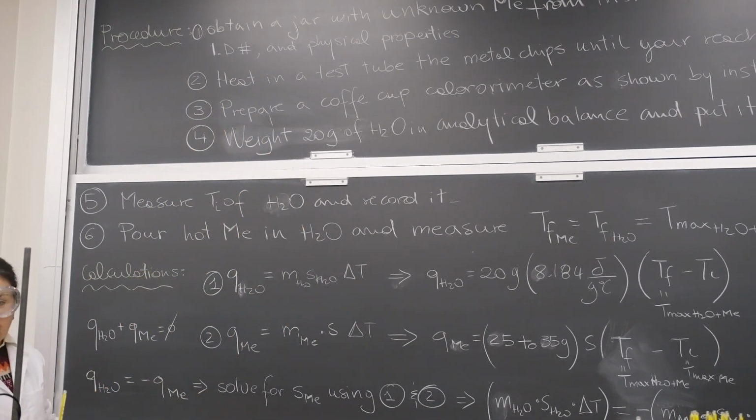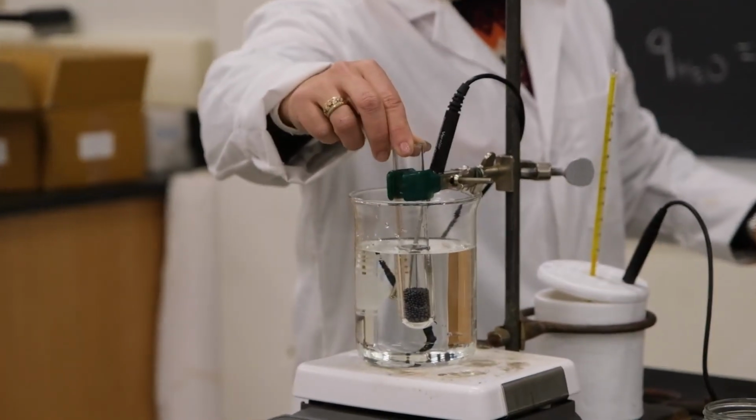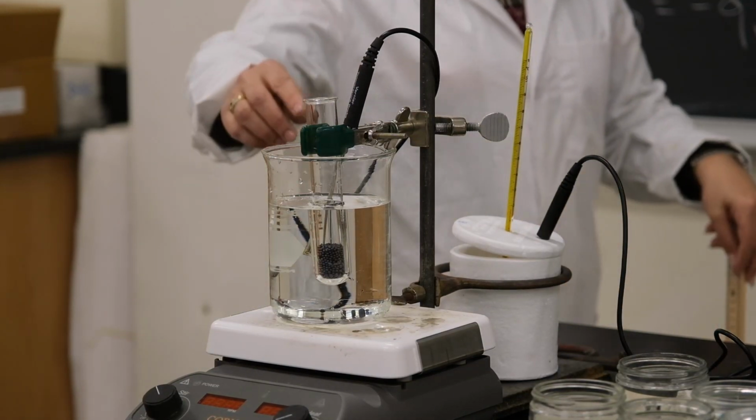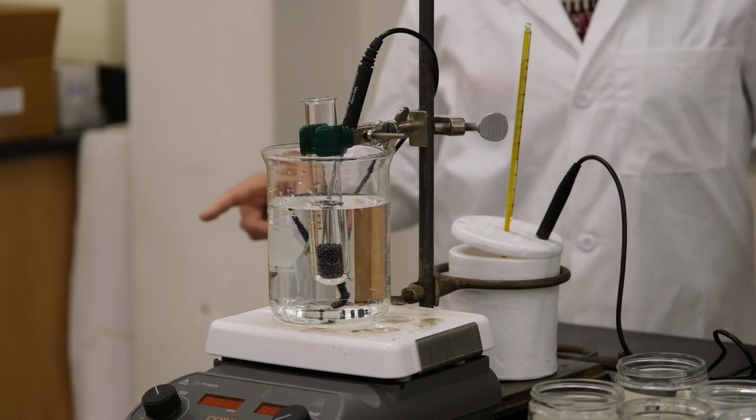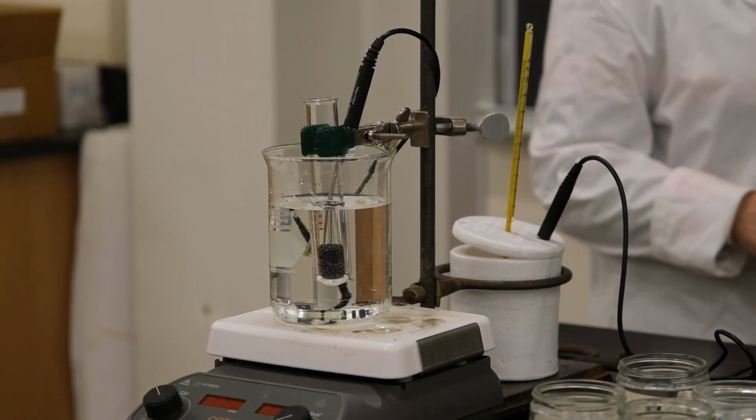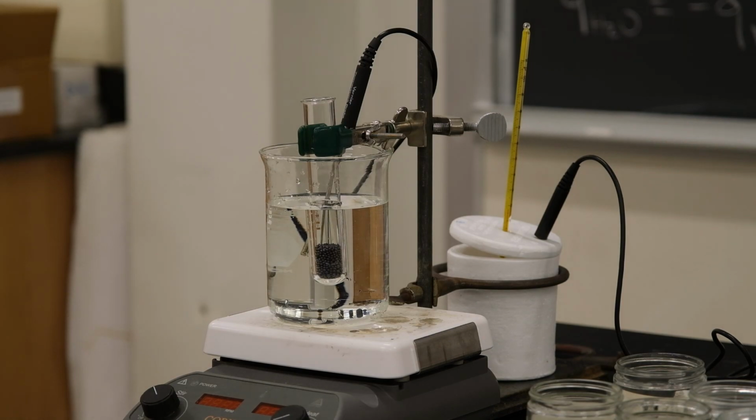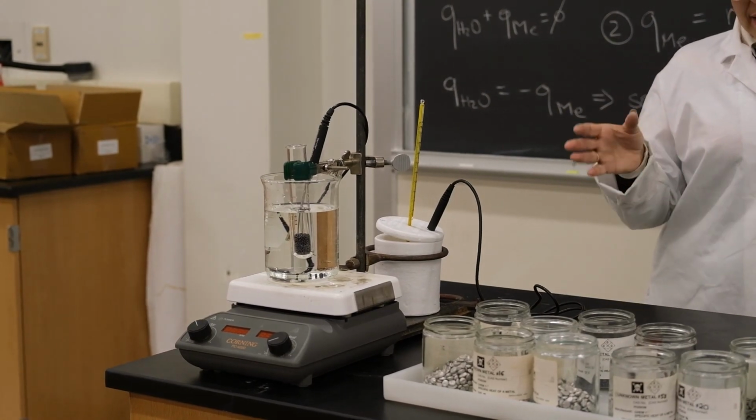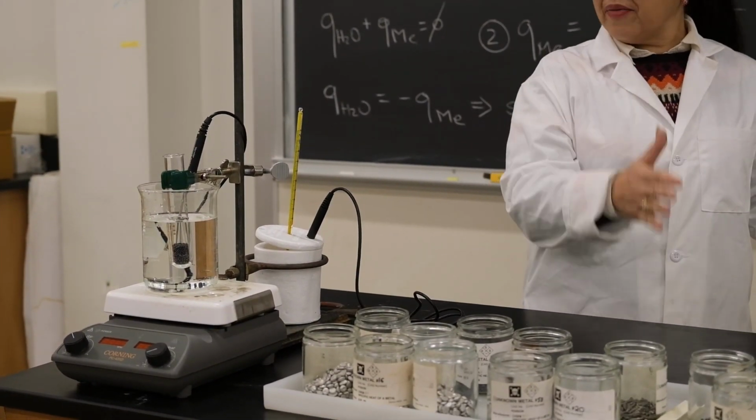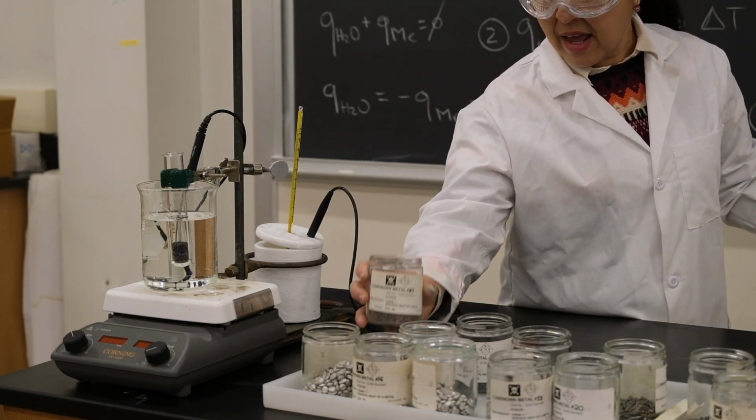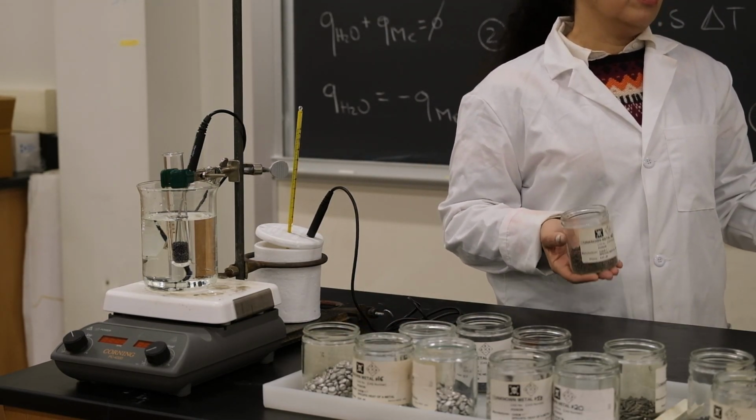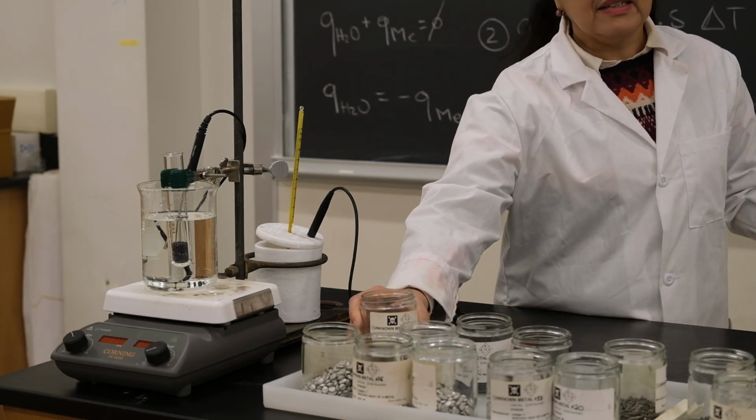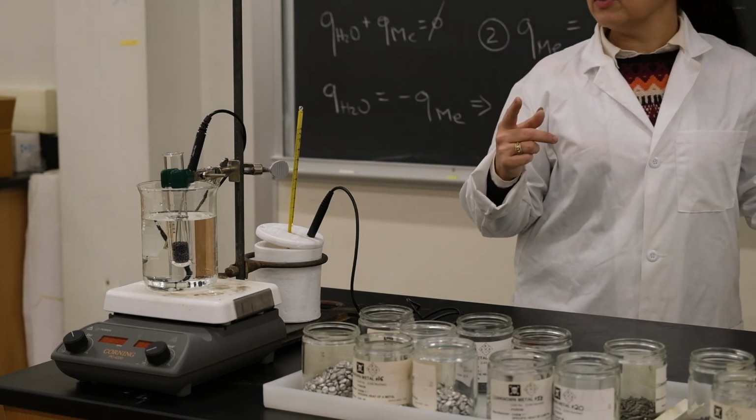Then you're going to heat up the metal that's been assigned to you in a big test tube, such as this one. You're going to use between 25 and 35 grams, says the procedure, but it doesn't have to be exact. It has to be approximate, but weighed in the analytical balance. And the variability of the mass depends on the weight of the metal, the density of the metal.